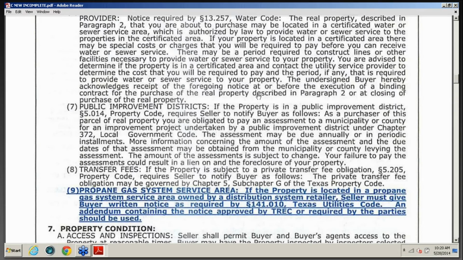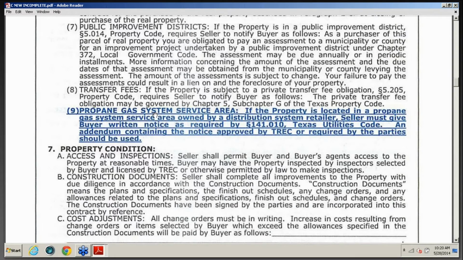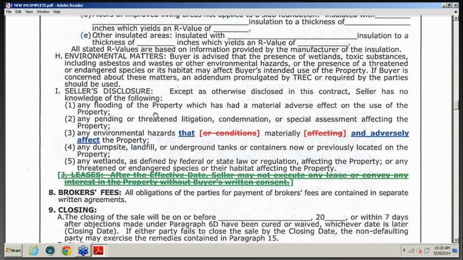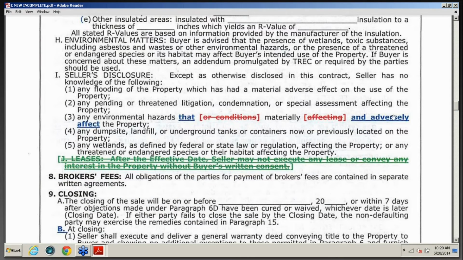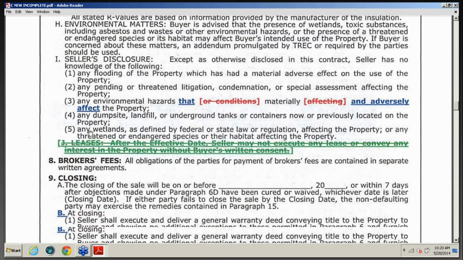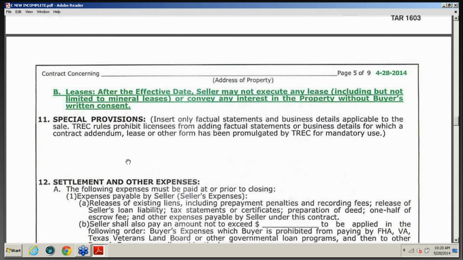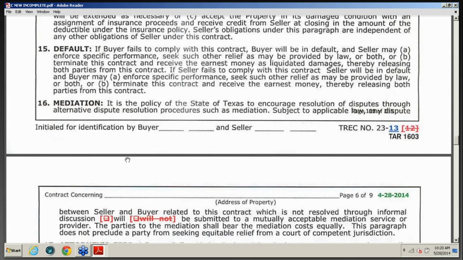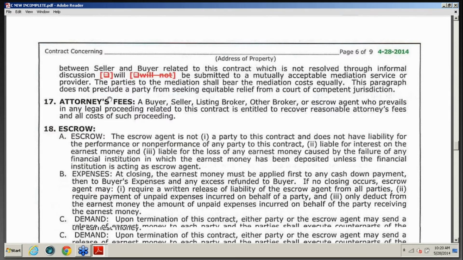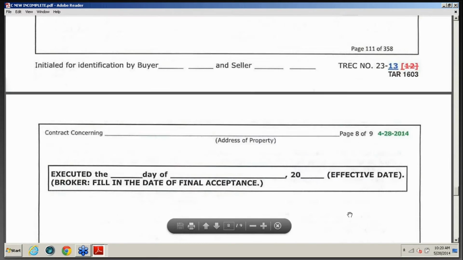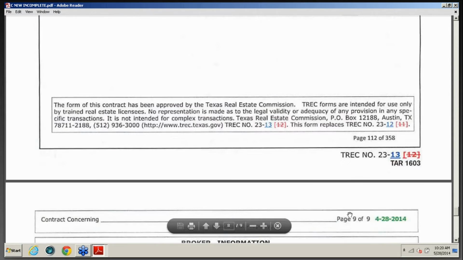The propane gas system service area. The as-is information. The seller disclosure, again, that could adversely affect the property. And of course we have leases, no leases after the effective date. We will mediate no matter what. The addition of the addendum, the 3-day option, and again, just the printed names.